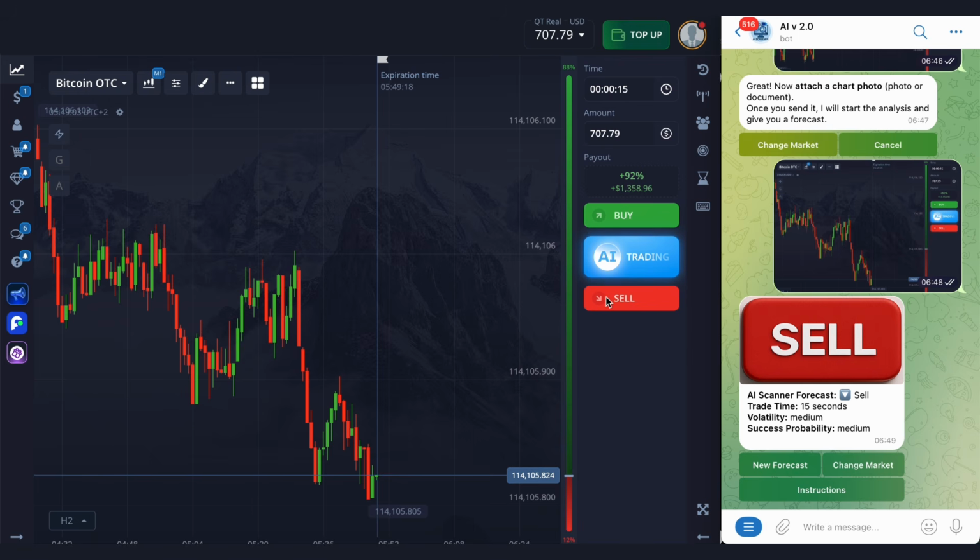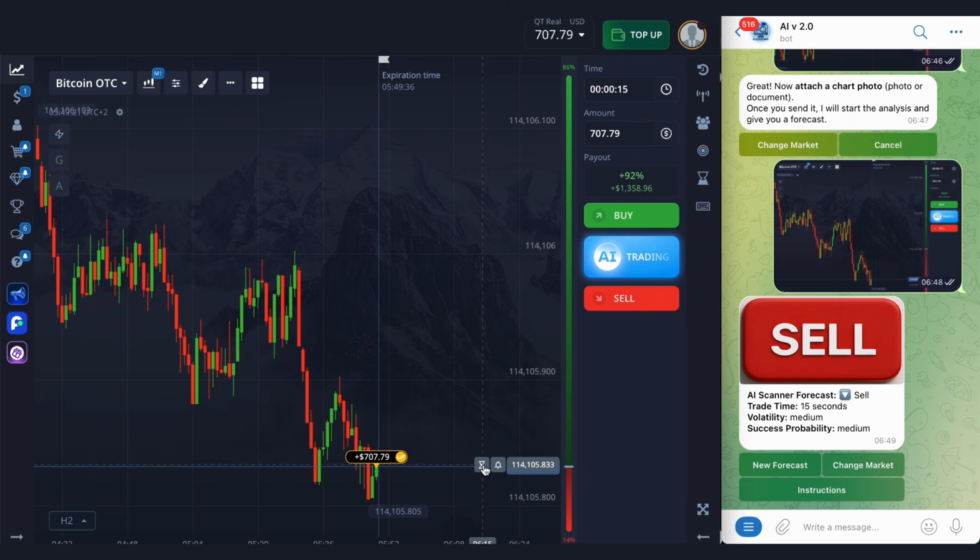It is 15-second sell, ladies and gentlemen. Let's go ahead and execute a 15-second sell on this trade. It is predicted to be a medium volatility level trade with a success probability set to be medium. On our timer, we have 7 seconds left, ladies and gentlemen. We're gonna hold on tight and see how this is gonna play out. 3 seconds left, 2 seconds, 1, and here we go, ladies and gentlemen.